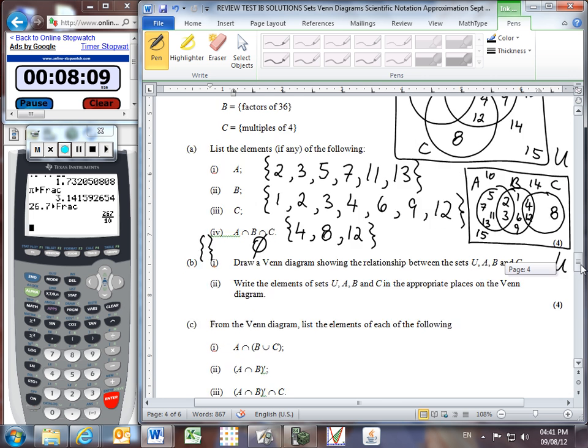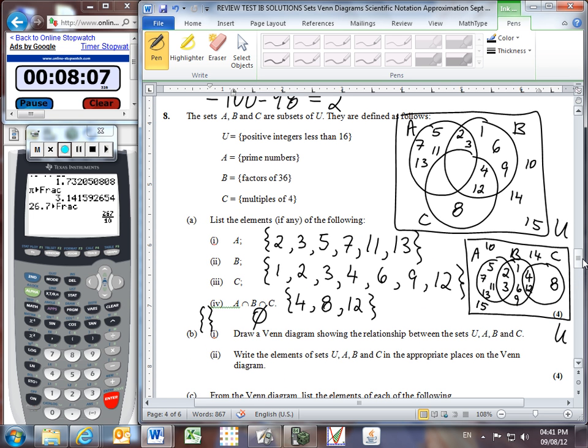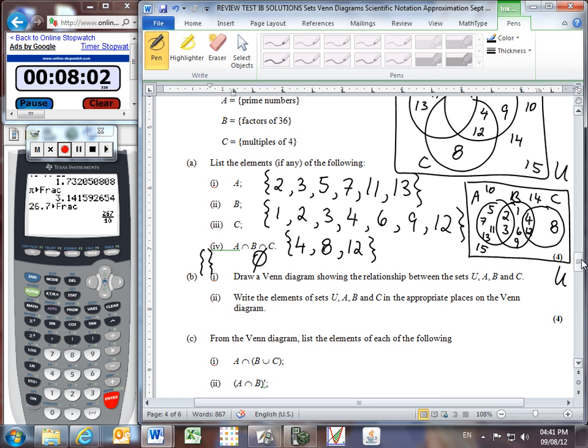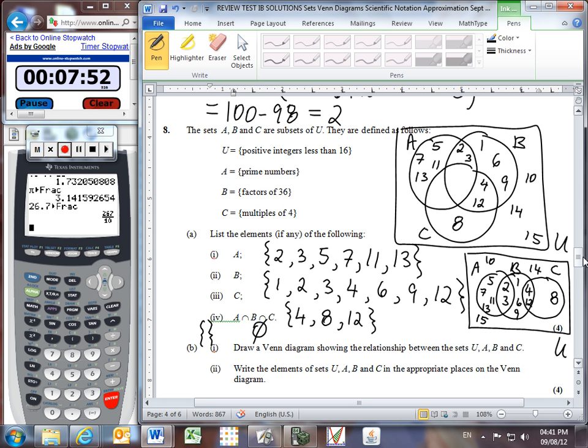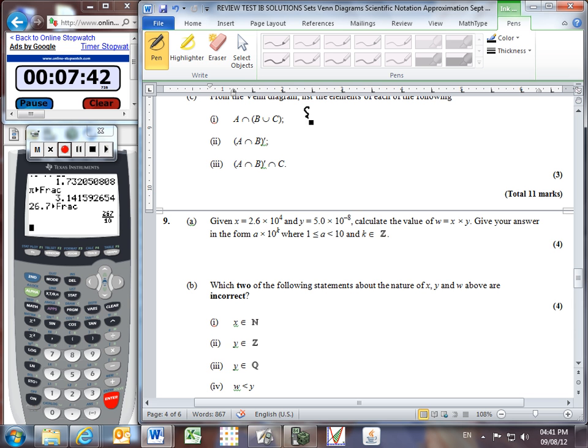Now let's also do this on our previous diagram. So we're looking for A intersection. What belongs to A and at the same time belongs to either B or C? And we can see on this diagram that the only things that belong to set A and at the same time belong to either B or C are going to be the 2 and the 3. So 2 and 3.